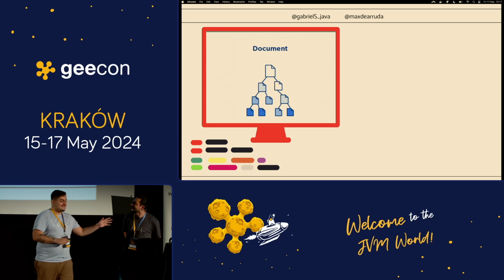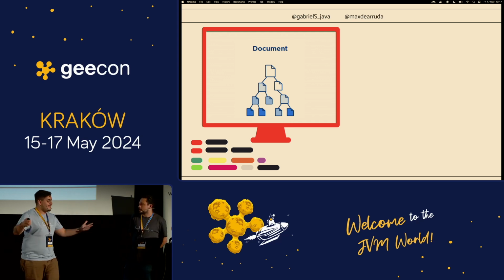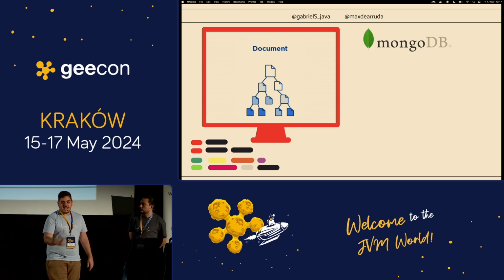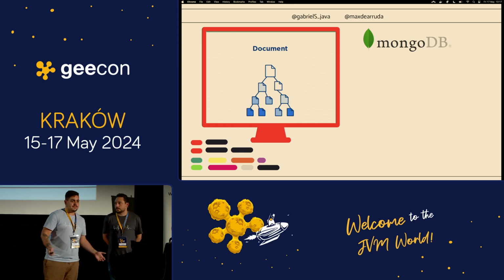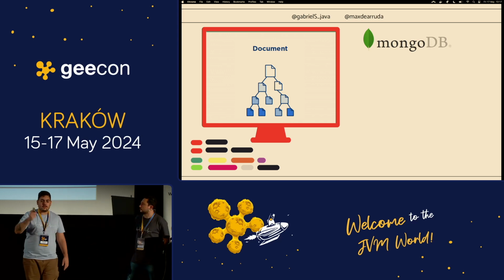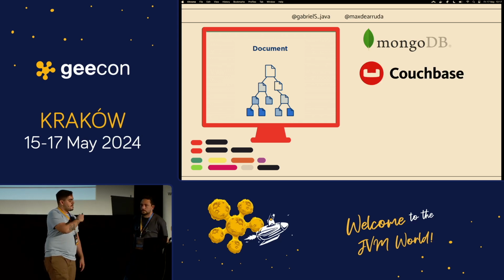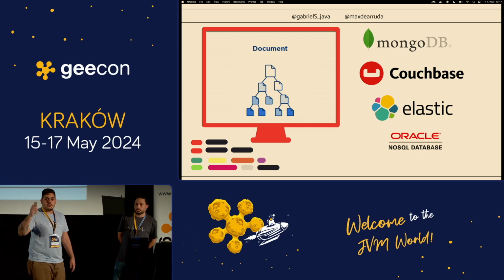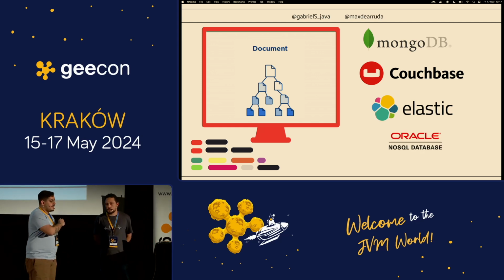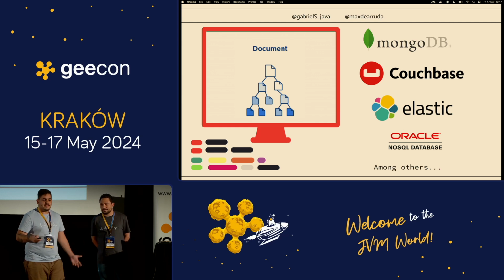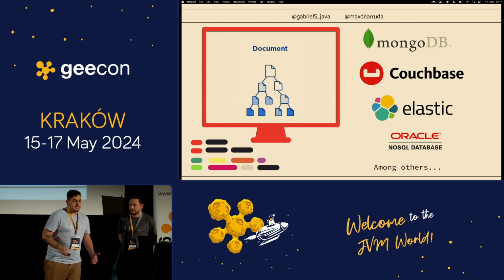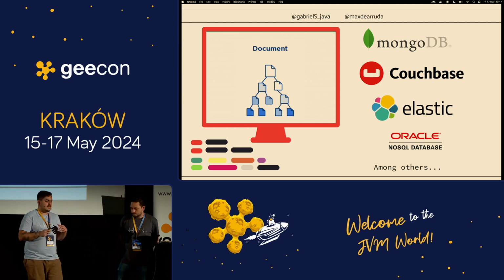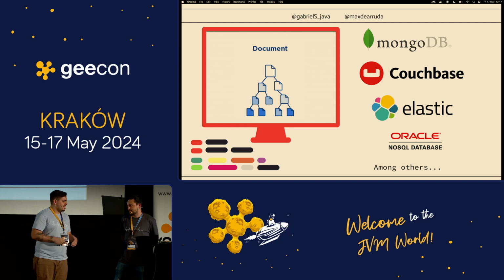And here we have another family, the document family. We have many vendors, and the most popular vendor for documents is MongoDB. We also have Couchbase, Elastic, and the Oracle NoSQL database. As I repeat, we have a lot of vendors, and these vendors attend to specific necessities.